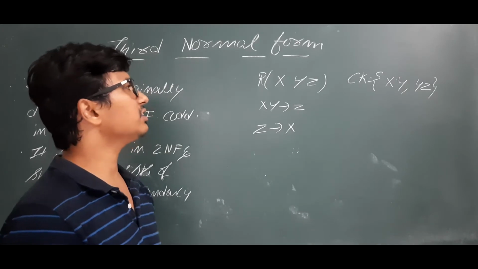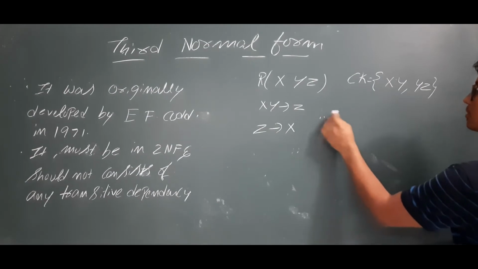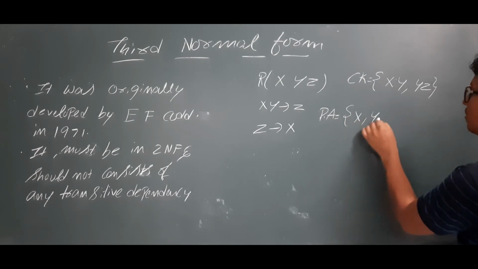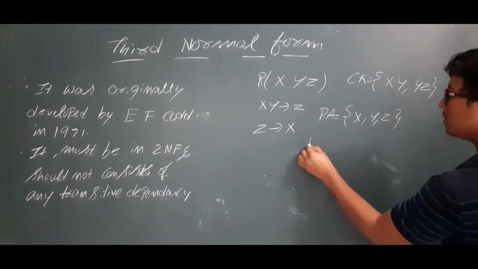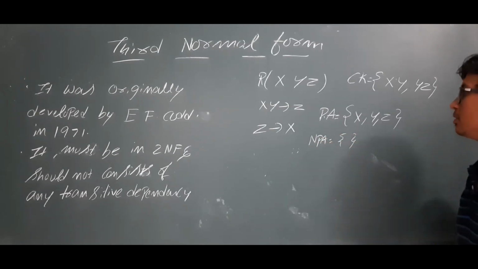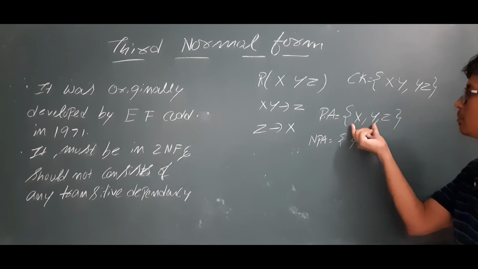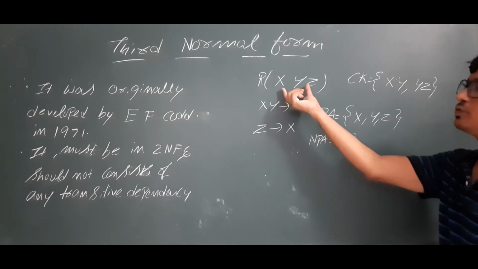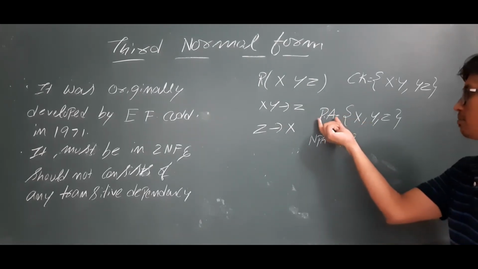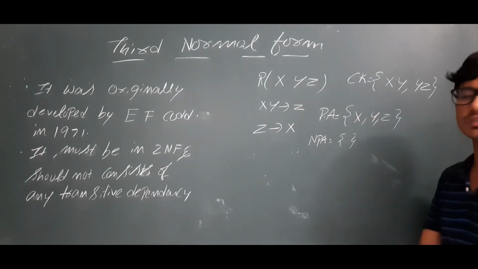As they have given the candidate key, what are the key attributes? The key attributes are prime attributes. The prime attributes are X, Y, Z. The non-prime attributes are empty. There are no non-prime attributes because all the attributes which are part of the candidate key become prime attributes. What is a non-prime attribute? The attributes which are in the original relation R and which are not present in the prime attributes. Since all attributes are in the prime attributes, the non-prime attribute set is empty.